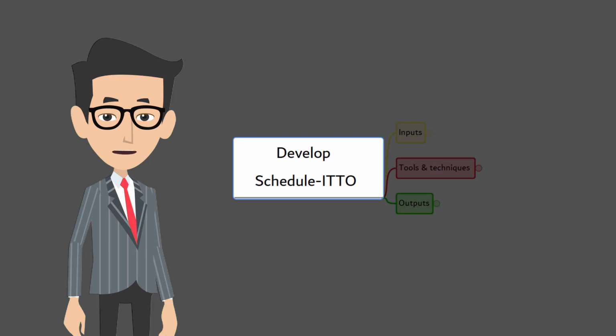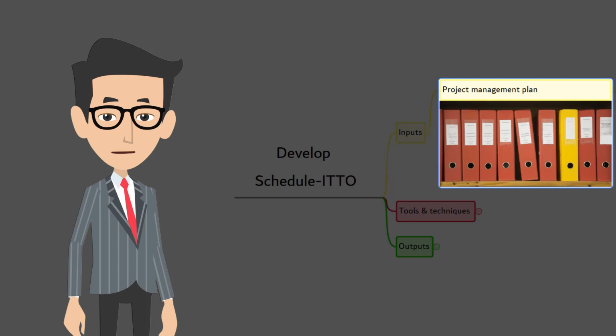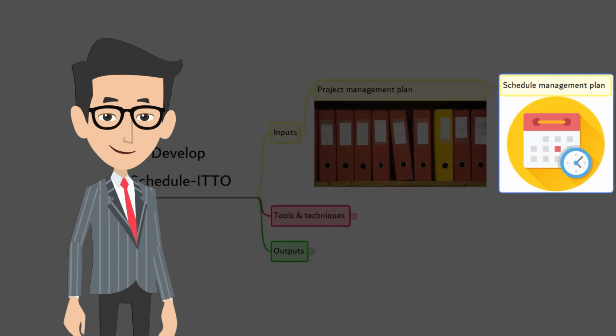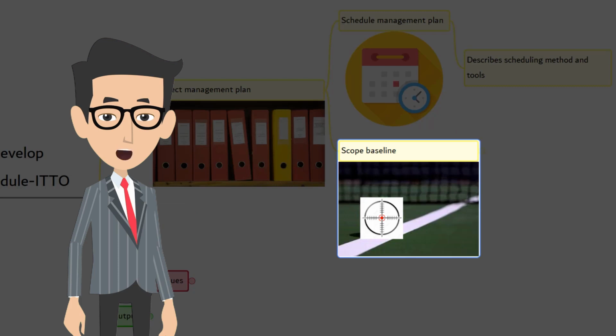Alright, now it's time for ITTOs. Let's start with the inputs. First, project management plan. There are two components in it. Let's look at them. The first is schedule management plan. The schedule management plan contains schedule creation method and tools along with how the schedule is to be calculated. So naturally it becomes an input.